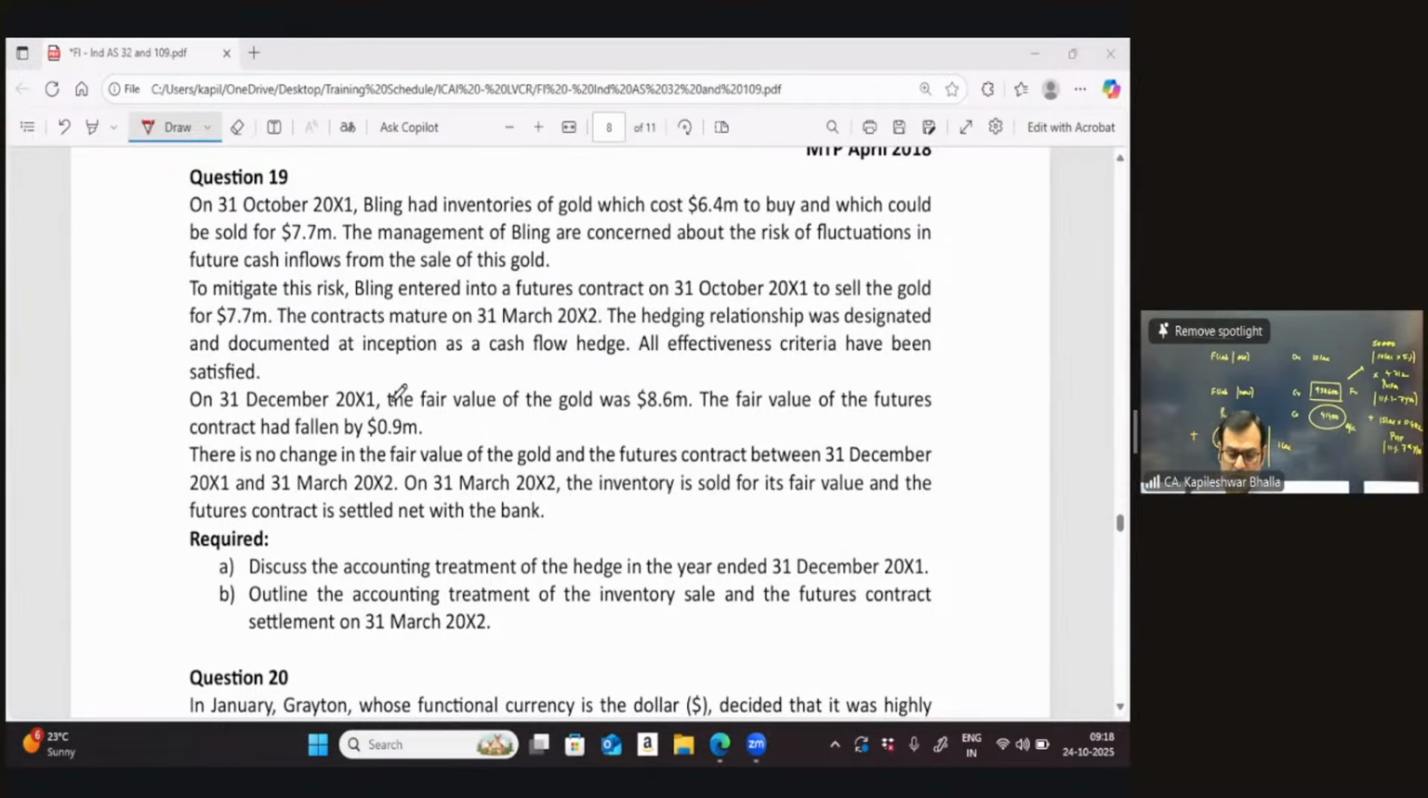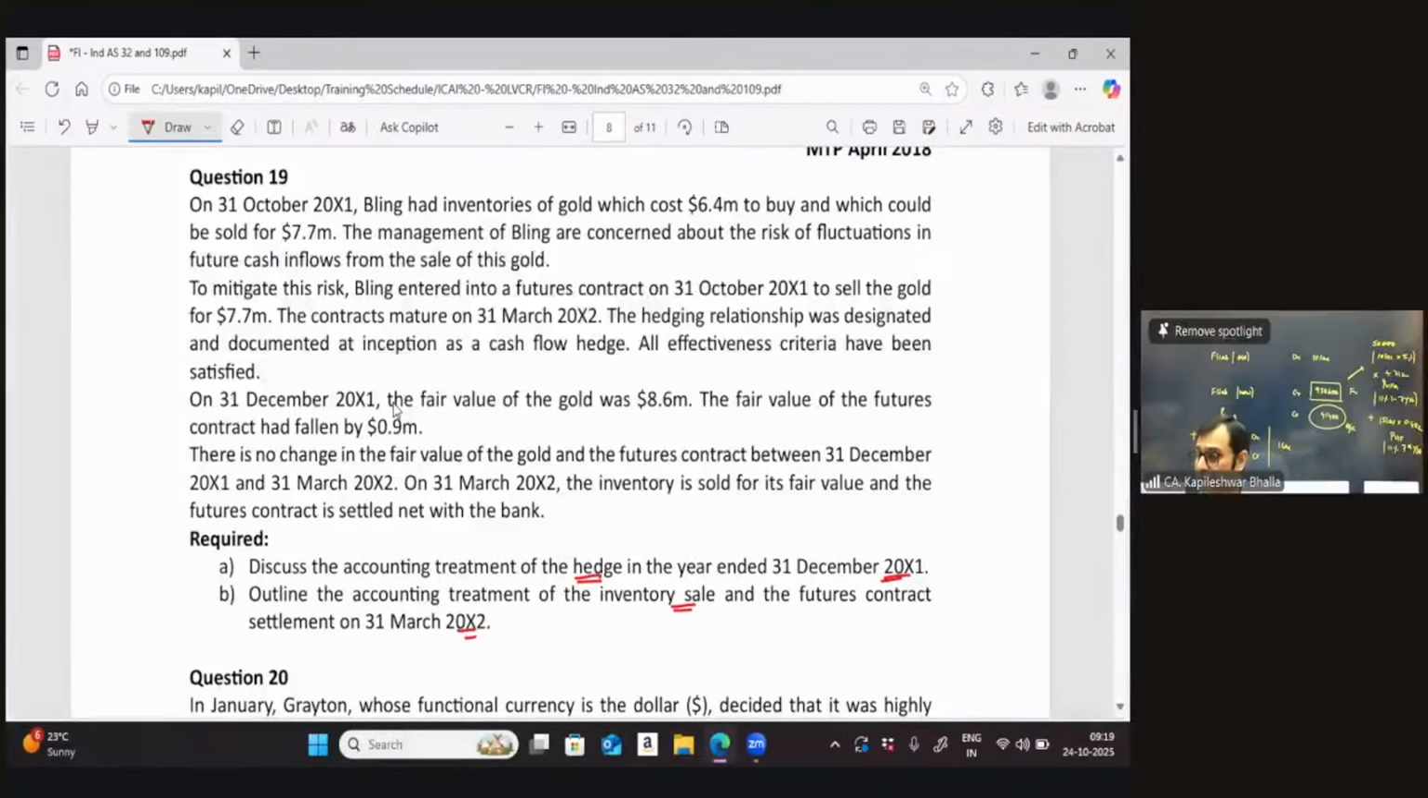Now it says on 31st October X1. First let's look at the details given in the question, and then we'll solve. Discuss the accounting treatment of the hedge in the year ended December X1. Outline the accounting treatment for the inventory sale and the futures contract settled on March X2. So it's a complete accounting. We need accounting on December X1, and we also need accounting on 31st March X2.